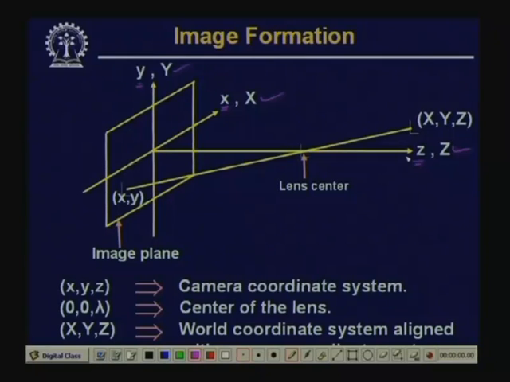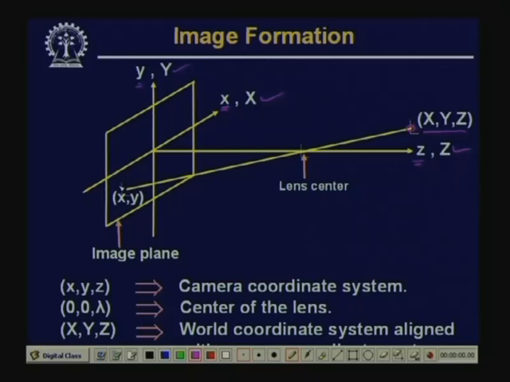Now, I have a point x, y, z in 3 dimensions, and I assume that the center of the lens is at location 0, 0, lambda. Obviously, lambda, which is the z coordinate of the lens center, is nothing but the focal length of the camera. And this particular 3D point x, y, z, we assume, is mapped to the camera coordinate given by lowercase x and lowercase y.